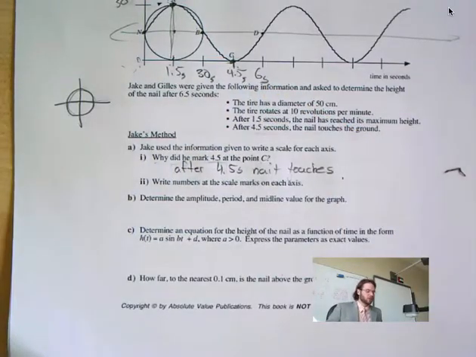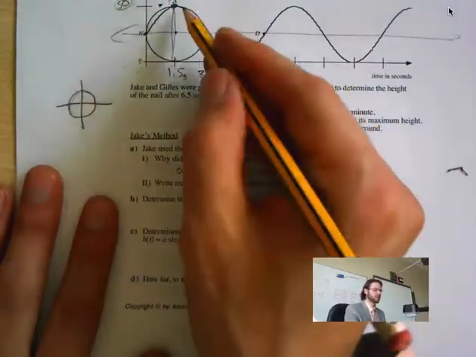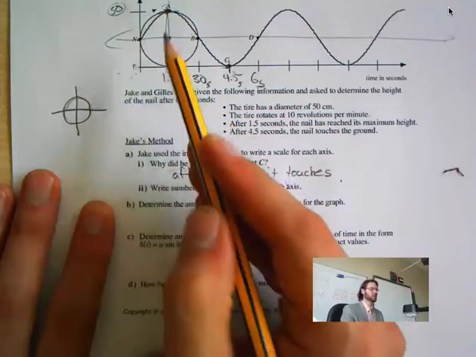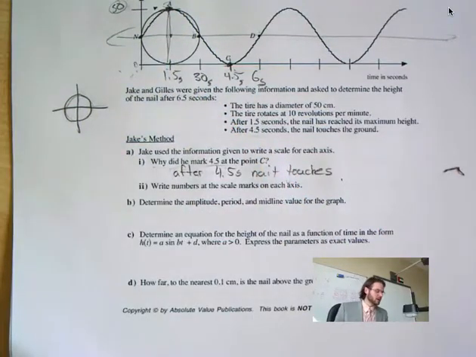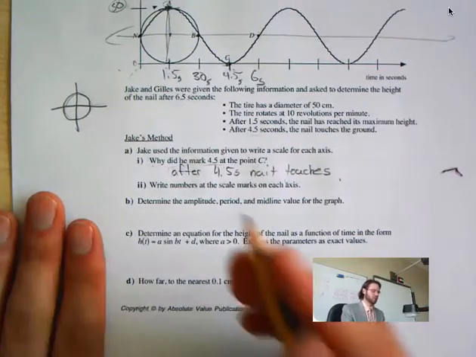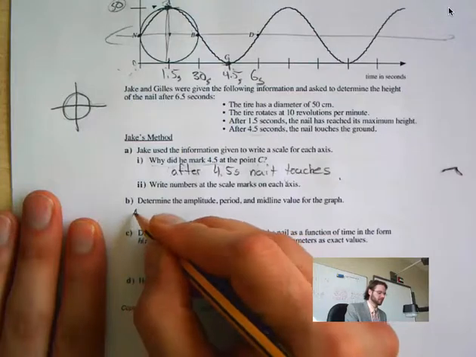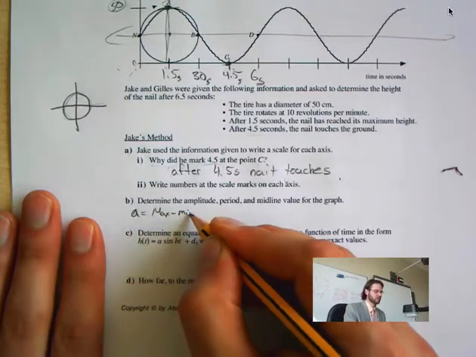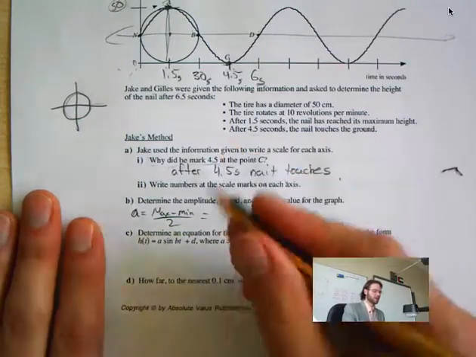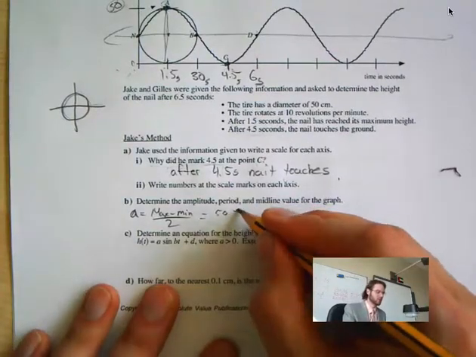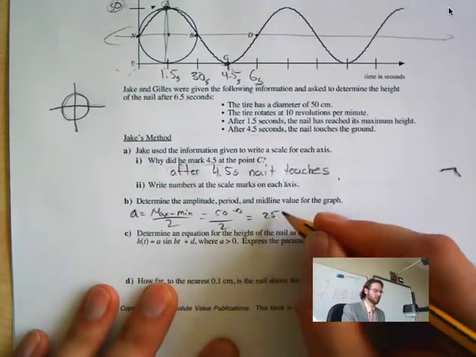Now, mark the scale of the other axis. This is going to have to be 50, because that's the diameter. From top to bottom of the tire is 50 centimeters. Now it says determine the amplitude, period, and midline of the graph. Amplitude is equal to max minus min divided by 2. My max is 50. My min is 0, it's on the ground, 0 centimeters from the ground. Divided by 2, that gives me 25.